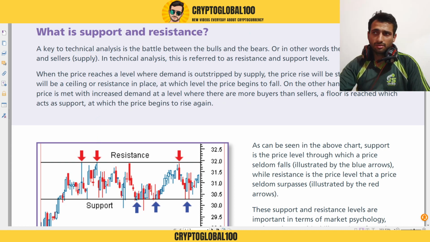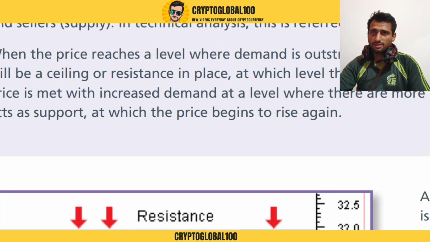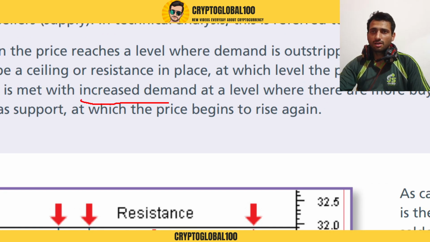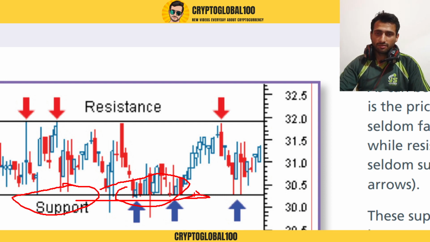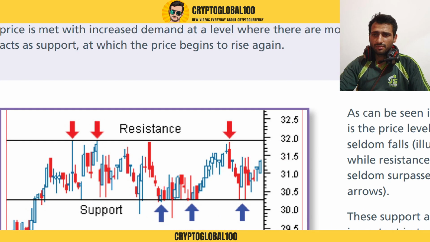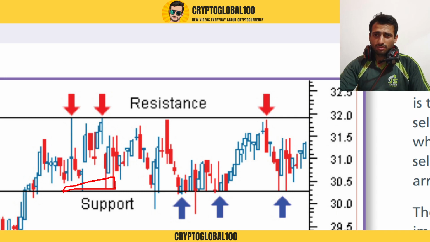On the other hand, when a falling price is met with increased demand, just keep this word in your mind, increased demand. When the demand is too much, for example, there are a lot of buyers sitting at this area. We're going to see the live chart as well, but here for the definition, we have a lot of demand around this area. At this area the price is not going to fall below. Simple. Because there are a lot of buyers, there is a lot of demand.